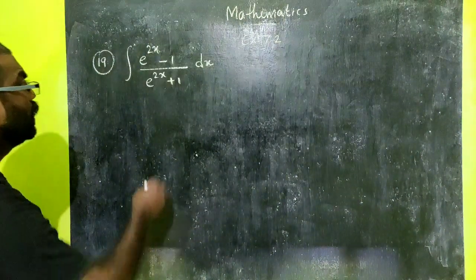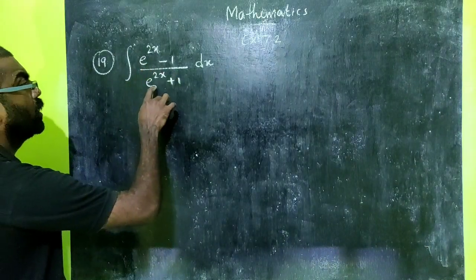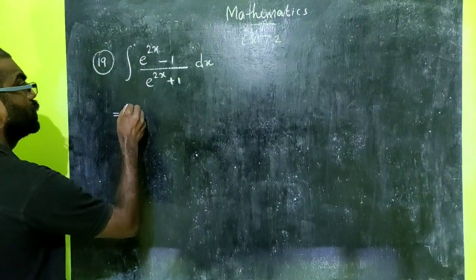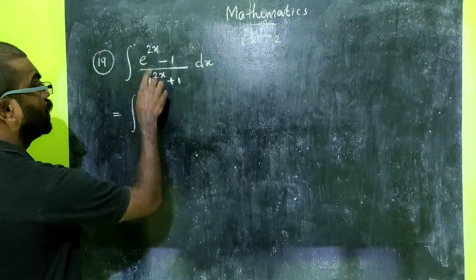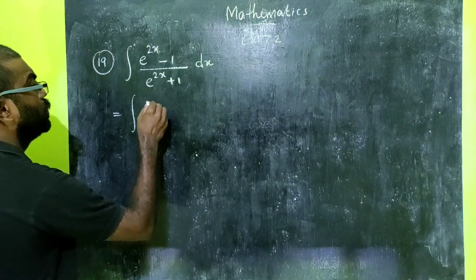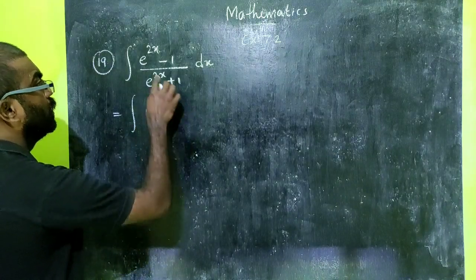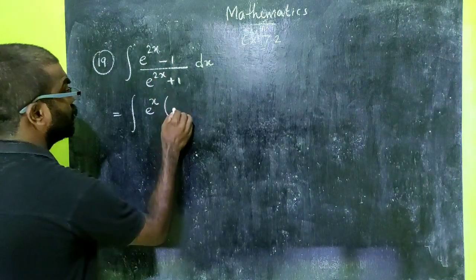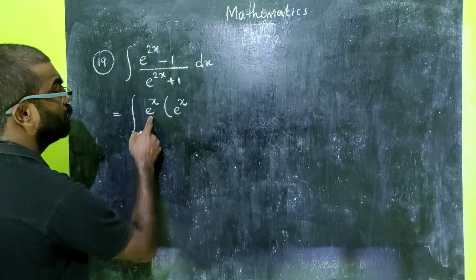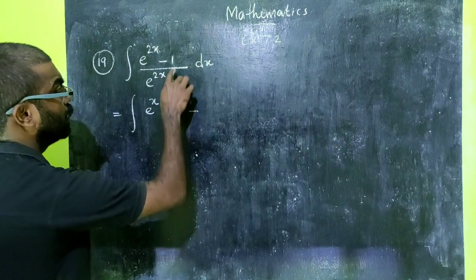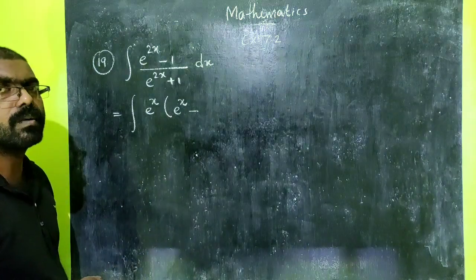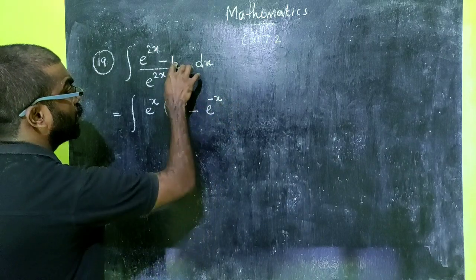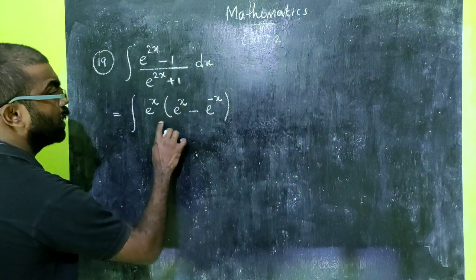Next one is integral e raised to 2x minus 1 divided by e raised to 2x plus 1 dx. First of all, we can change this question. In the numerator, we can take out e raised to x, so e raised to x into e raised to 2x. E raised to 2x means e raised to x the whole square. So here we take out e raised to x. Then minus, here there is no term involving e raised to x, so we can write e raised to minus x. Okay, here the term is 1. We can multiply and verify.